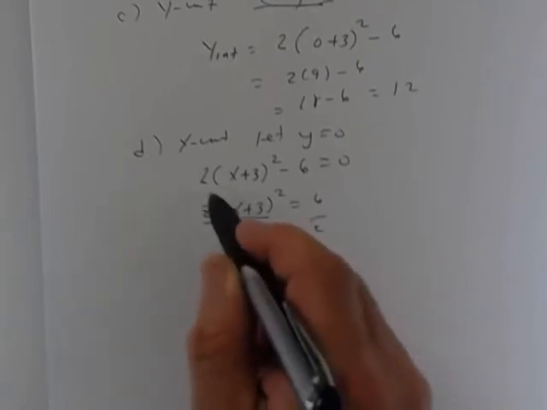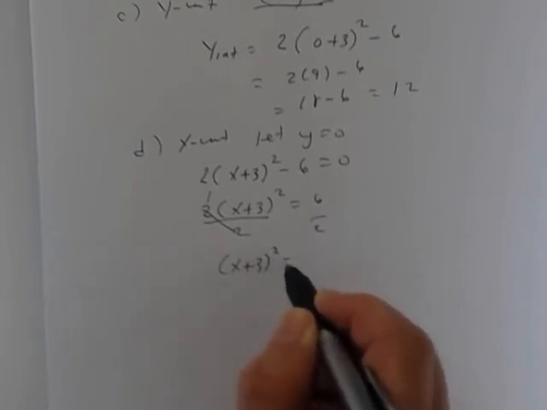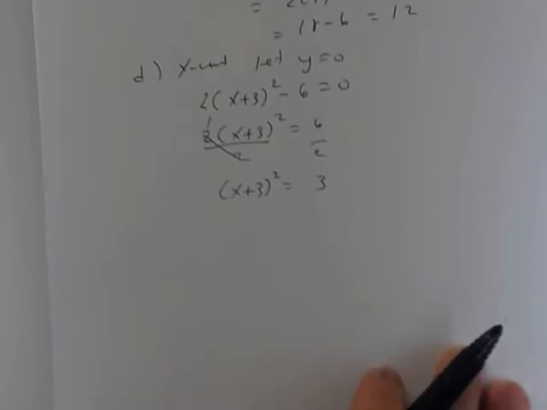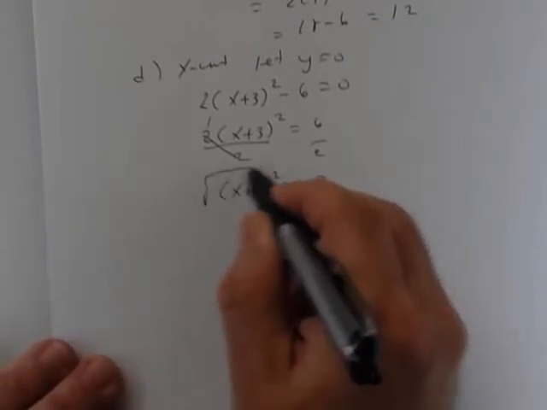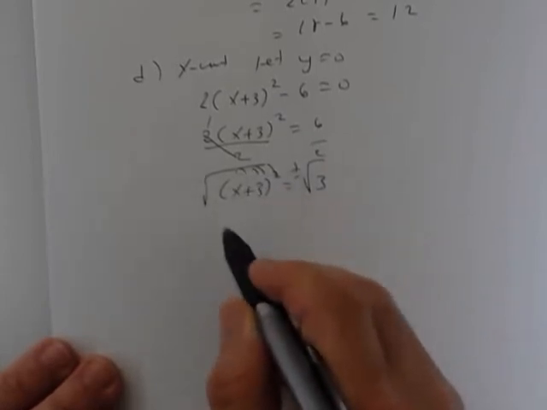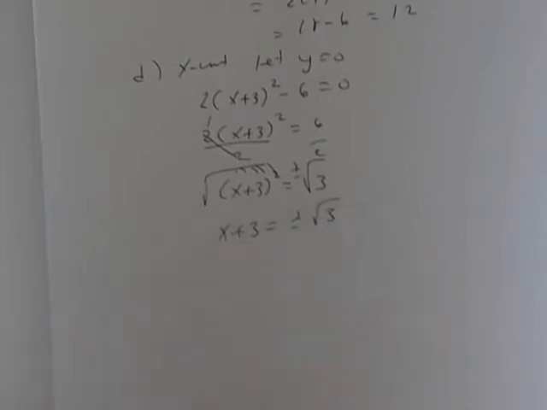So 2 divided by 2 is 1. 1 times x plus 3 squared is x plus 3 squared equal 3. Now, what's the next step? Take the square root of both sides. That was the next step, the plus and minus. So the square and the square root do each other. You get x plus 3 equal plus or minus the square root of 3.